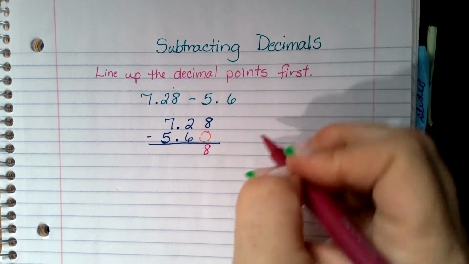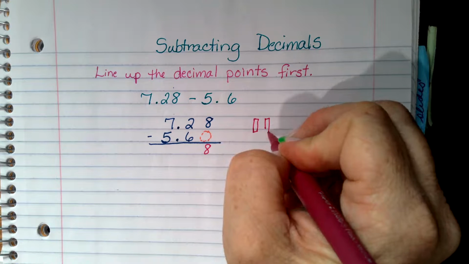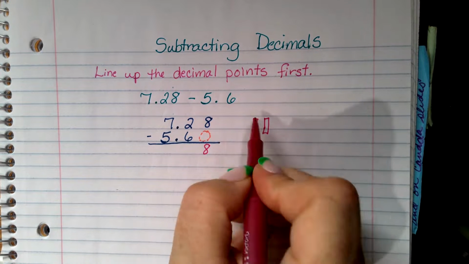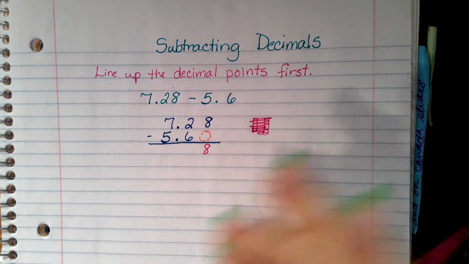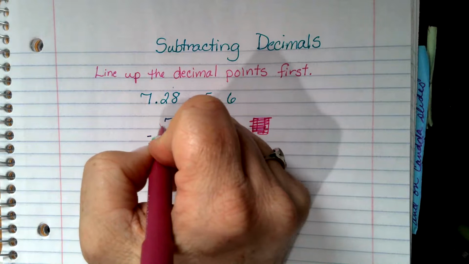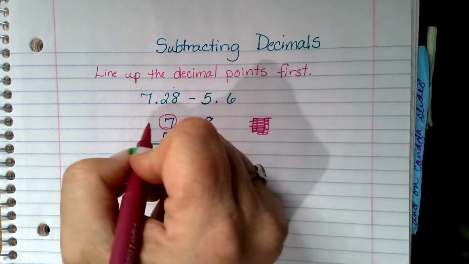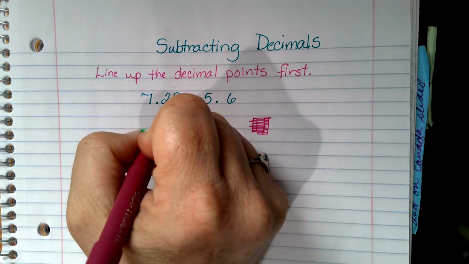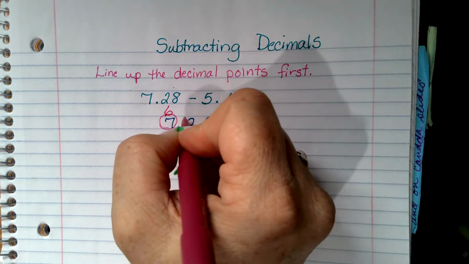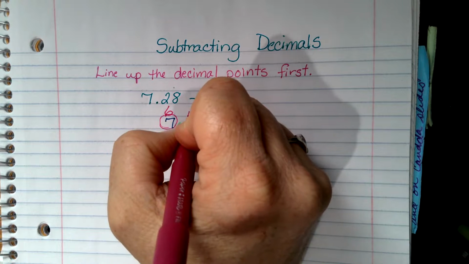2 take away 6. If I have 2 candy bars, can I take away 6 candy bars from 2 candy bars? No, I cannot. So I'm going to have to do something to help myself. I'm going to reach over into the ones place value, and I'm going to break this into smaller pieces. So I have 6 ones, and I'm going to move over 10 tenths into this place right here. So the 2 becomes 12.